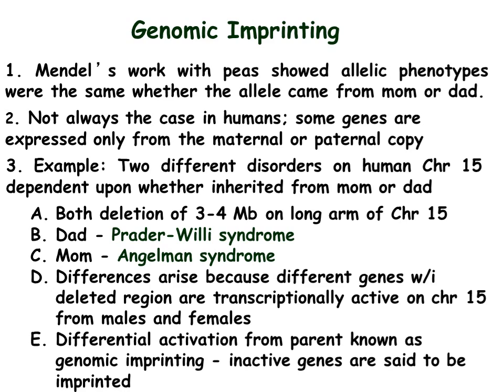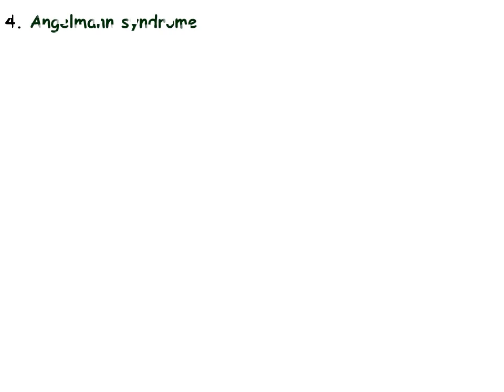And it's just because, depending on whether you inherited the chromosome 15 from your mom, you have a certain set of genes that are active and another set that are inactive, and it's reversed with your father. So if you lose one region, say you lose it from your mom, you've lost those things that should be active on your mom, but are inactive on your dad. So you have these different disorders.